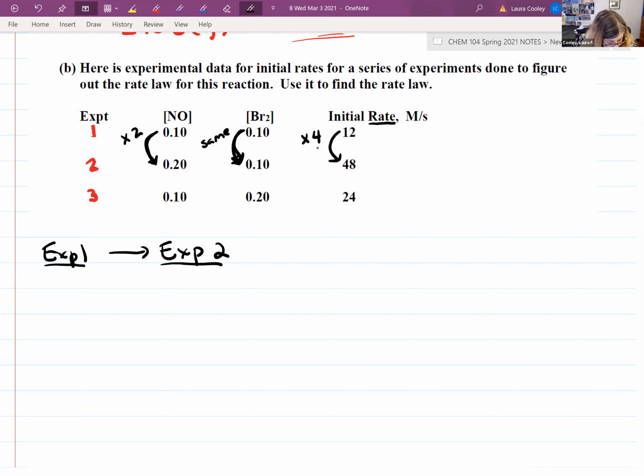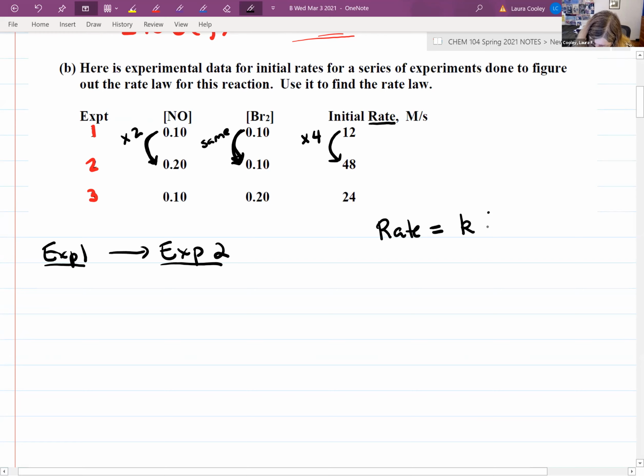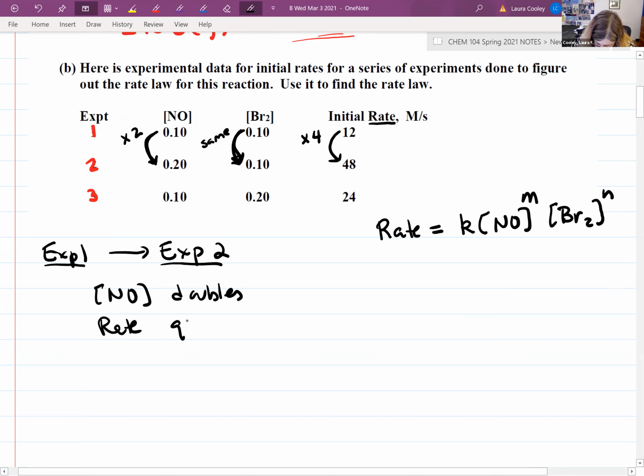So given what we just talked about, what does this mean? I want to find the rate. Let me write down what I want to find. I want to find these 2 powers. Okay. Do I know something? From going from experiment 1 to 2, I double the concentration of NO and the rate quadruples, which means it is multiplied by 4.